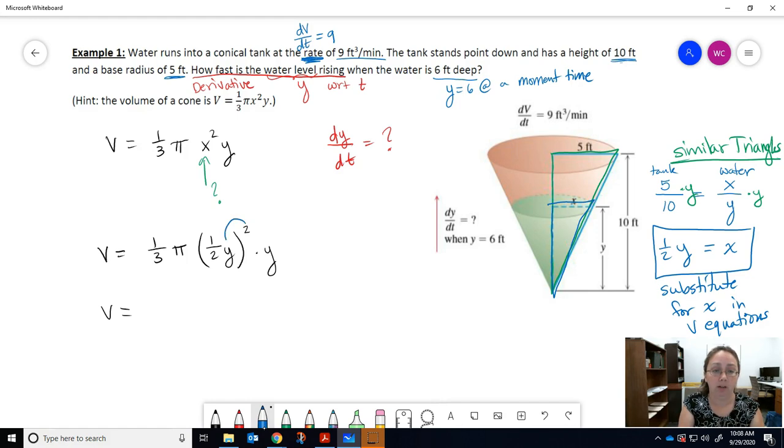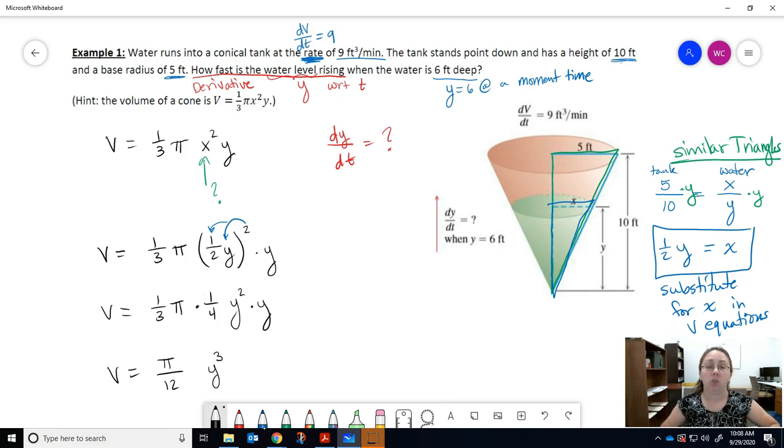Remember, this square is squaring both of these pieces. So it's 1/3 pi times 1/4. When you square the 1/2, y squared times y. Let's finish cleaning it up. 1/3 and 1/4 we can put together, and we can put the pi on top even if we want. So 3 times 4 is 12. All the y's come together to be y cubed. So what have we achieved so far? We now have a relationship between the volume and the height of the water.